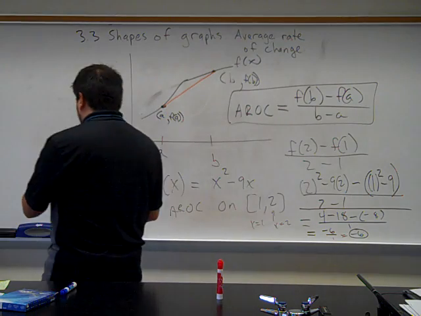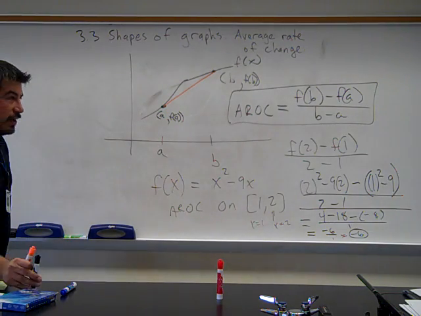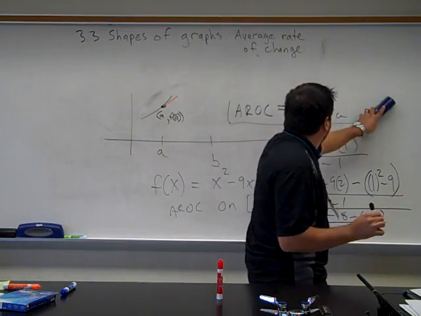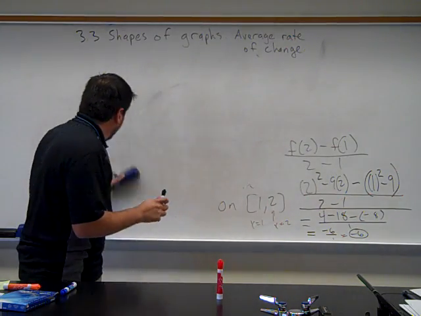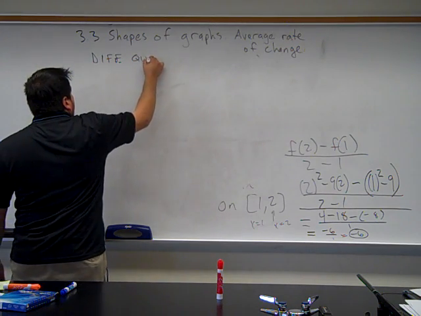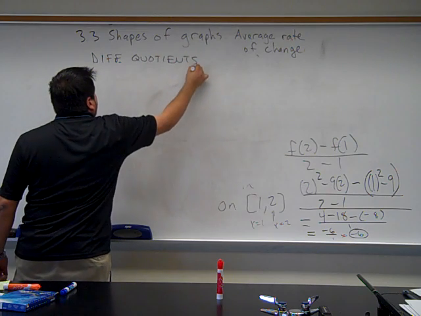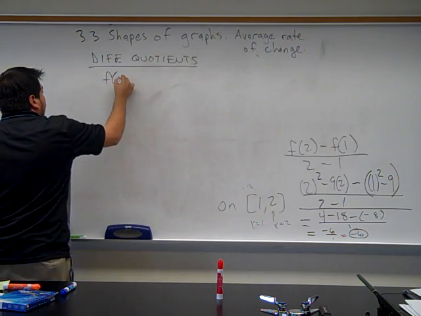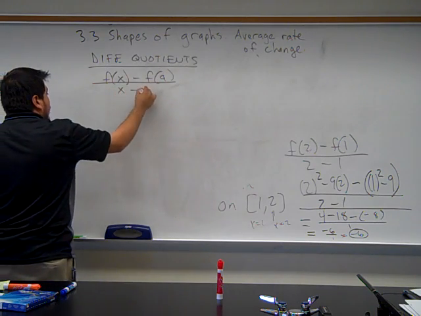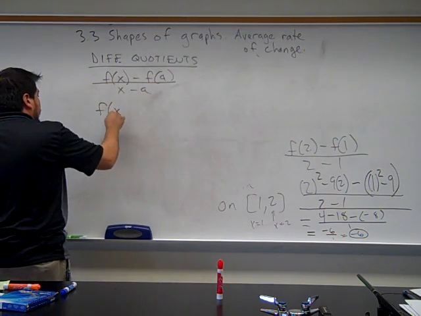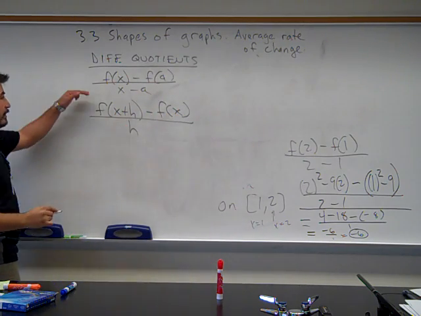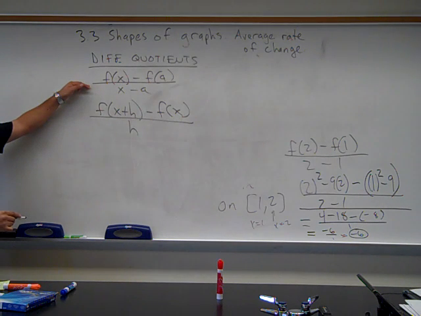Now, with that, we have difference quotients. So let's see if I can sneak those in here. They look something like this. f of x minus f of a over x minus a. Or f of x plus h minus f of x over h. Okay, this is one type of difference quotient you need to know how to simplify.